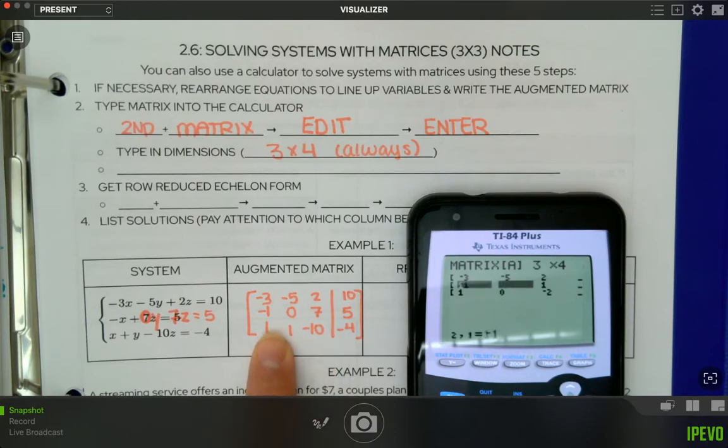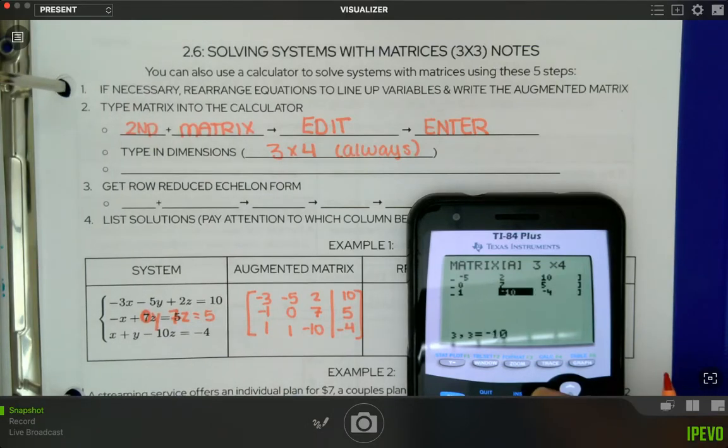-1, enter. 0, enter. 7, enter. 5, enter. 1, enter. 1, enter. -10, enter. -4, enter. Okay, and you can scroll left and right to check it if you want, and you can go up and down and move throughout the matrix now. Mine already had numbers because I've done this before. Yours may already have numbers, or probably won't if you're using the one on your Chromebook. If you're using one in class, it probably will.